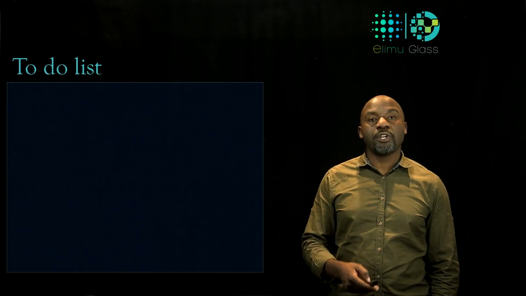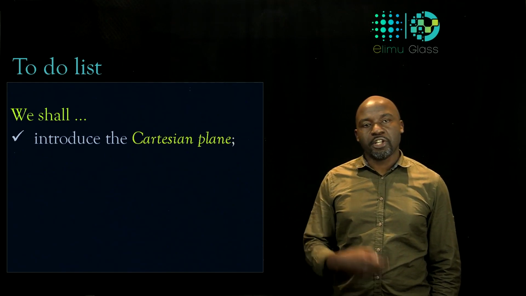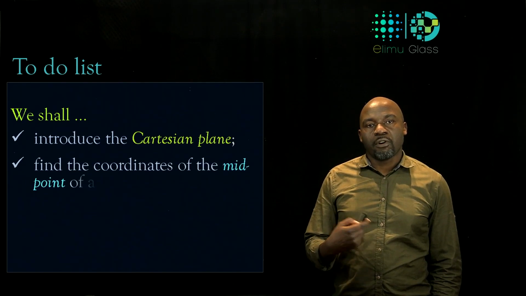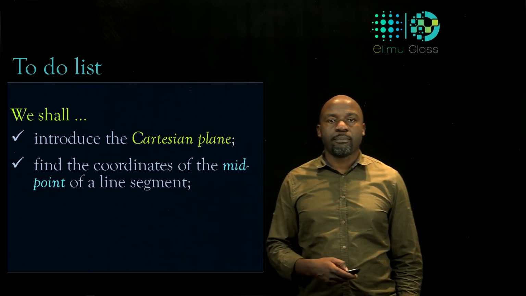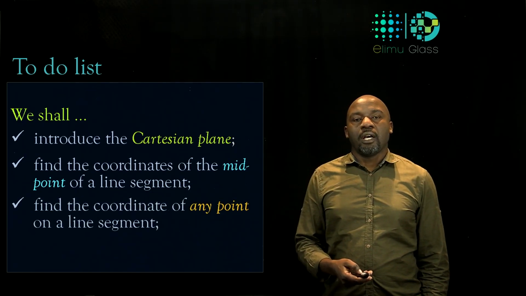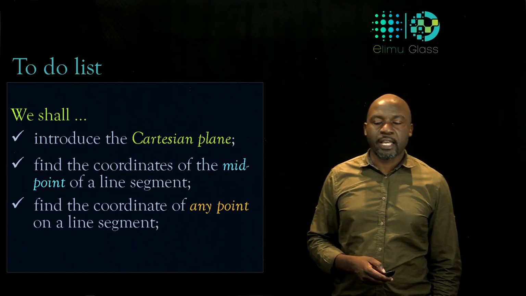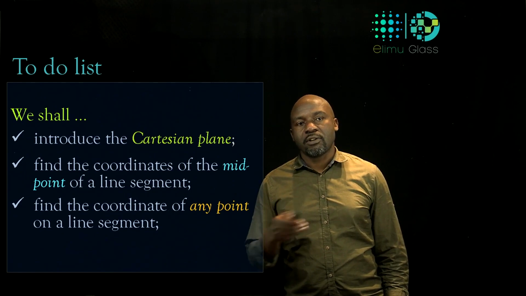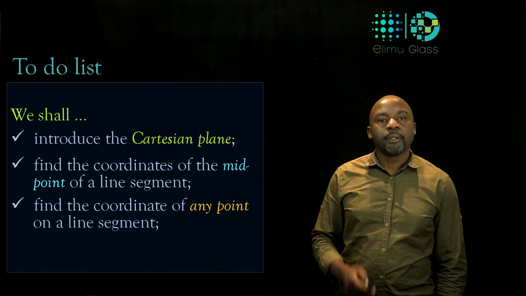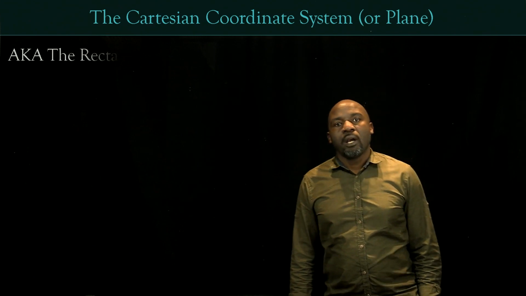Okay, so let's start. What are we doing in this class today? We shall introduce the Cartesian plane or the Cartesian coordinate system. We will review how to find the coordinates of the midpoint of a line segment. Then we'll also extend slightly and find the coordinates of any point on a line segment. That is to say, the coordinates of a point that is not necessarily in the middle between 2 points, okay? All right, so we start by introducing the Cartesian coordinate system.